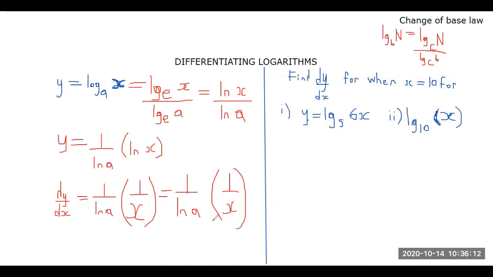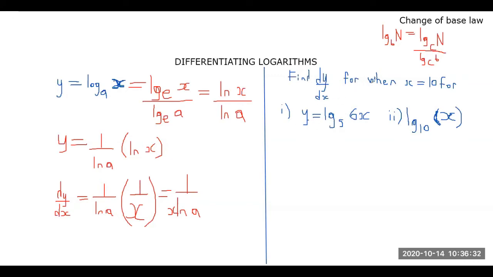Some people might go ahead and write it as 1 over x ln a. For simplicity, we could just rewrite this as 1 over x ln a, or 1 over ln a times x. Either way is fine. So here's an example.